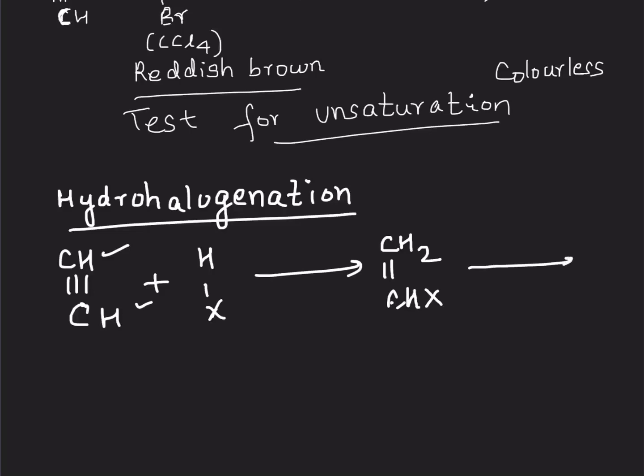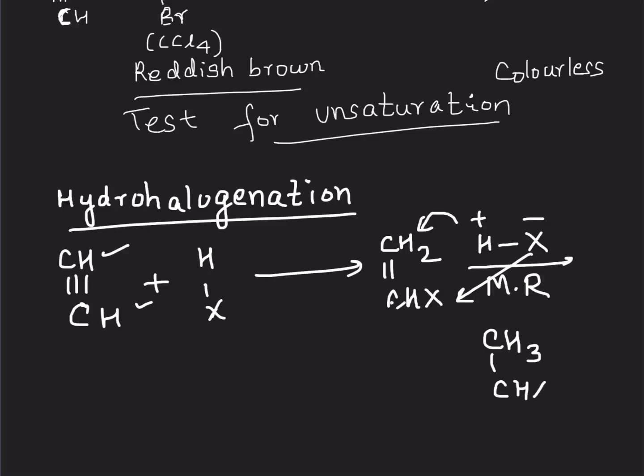Now after this, when you add HX, what rule are we going to follow? Yes, we are going to follow the Markovnikov rule. Positive part goes to the carbon bearing more number of hydrogen atoms, so the negative part goes to the carbon bearing lesser number of hydrogen atoms. So CH3 single bond CHX2. And where will this rule not be followed? Absolutely, when you are using HBr in the presence of peroxide, then this rule is not followed and you get the anti-Markovnikov product.